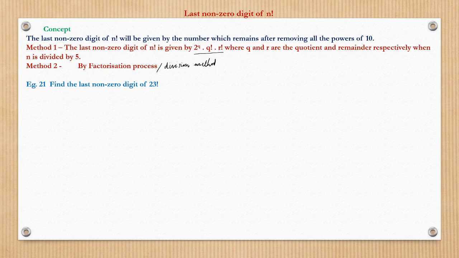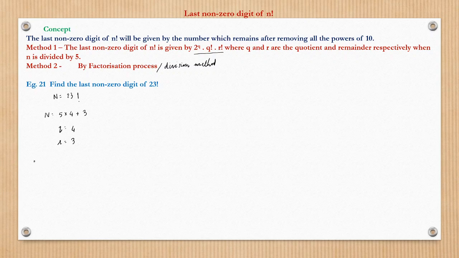So we'll solve this question where n is 20, sorry, 23 factorial. So we have to find the last non-zero digit. I try to express 23 as a multiple of 5: 5 into 4 plus 3. So here the quotient q is 4 and the remainder r is 3.